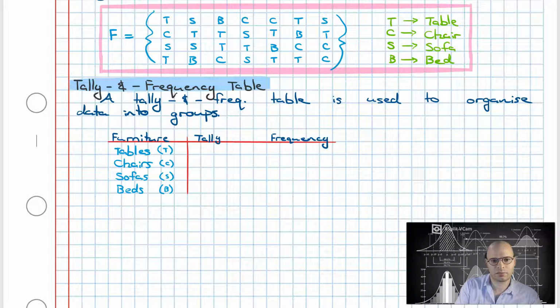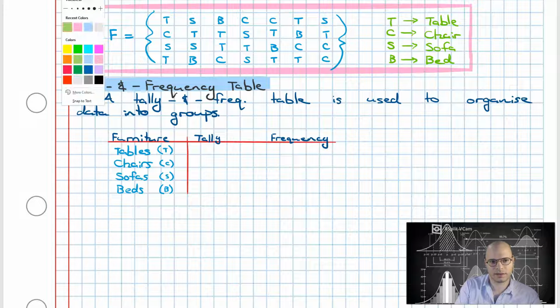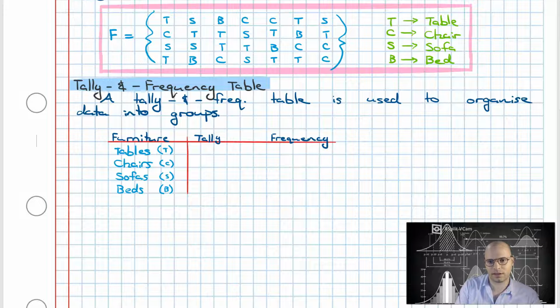Done. Now the next step is we need to start populating the tally section. The way in which we populate the tally section is we go up to our data set here and we systematically go through one by one. Every time we see a new item, in this case I see T over here, I'm going to cross it off and then put a mark in my T section. I see an S, I give a tally to the S. I see a B, I give a tally to the B. I see a C, I give a tally to the C. I'm going to do this one by one so I don't skip any instances.